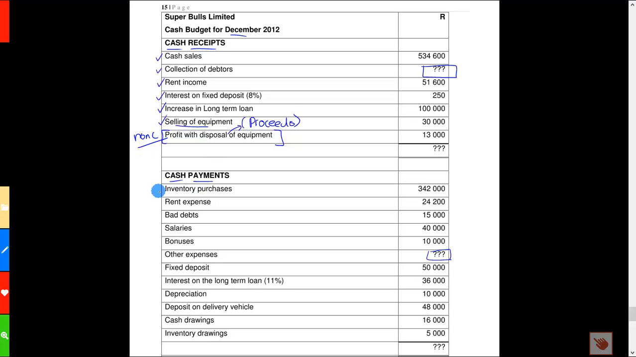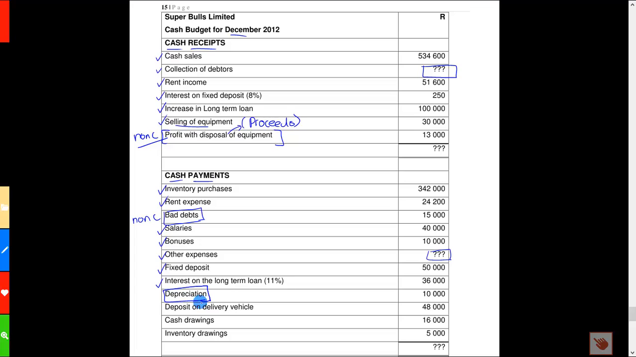Right, inventory purchases, that's going to be a cash item. Rent expense, cash item. Bad debts, all right, you simply write off the amount that is owed to you. You don't pay anything. You simply say, well, the debtors owe me less, so that's also a non-cash item. Salaries, that's a cash item. Bonuses, cash. Other expenses that we pay, that's going to be cash. Fixed deposit that we pay, that's going to be cash. Interest on a long-term loan that we pay, that's going to be cash.